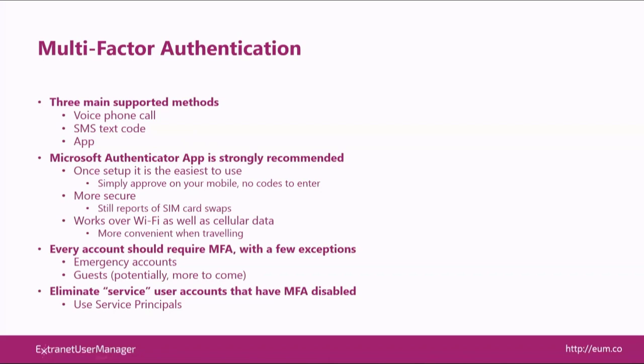Probably old news for everybody here, but I just want to make sure we level set. From an MFA point of view, there's 3 main ways you can do that in Azure AD. You can do a voice phone call, you can do an SMS text code, or you can use an app. I love the app. It works really well. There's still talk about SIM hacking and stealing out there where somebody grabs your mobile number and can use that to get an SMS to bypass your MFA. You need to get the physical device from somebody to be able to do that with the application.